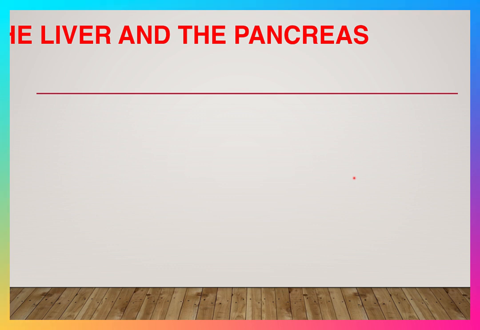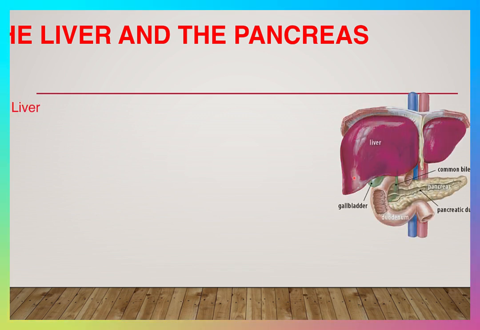Now there are two organs that are not part of the tube. They're called the liver and the pancreas. We're going to talk about them for just a minute or two. First of all, there's the liver, which is this big organ right here. Underneath the liver is something called the gallbladder, which holds bile and transports the bile into the small intestine when necessary. And you see this little thing called the common bile duct. The common bile duct goes from the liver into the small intestine.